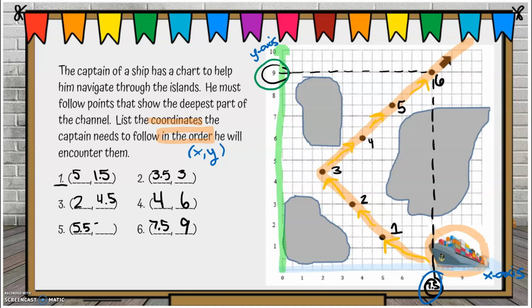Please make sure that you have internalized this work. Here go the 6 coordinate points. Now it's your turn.